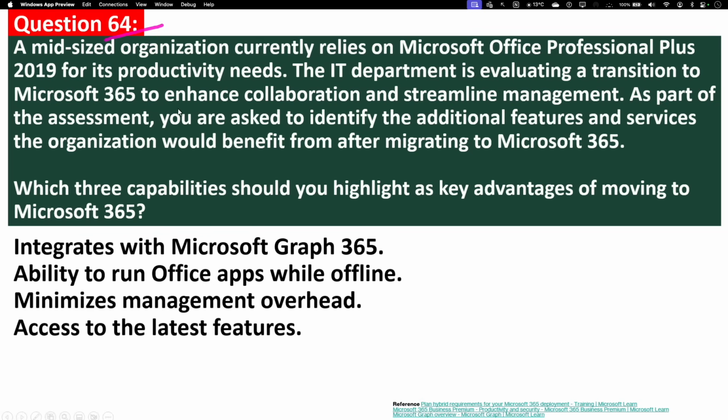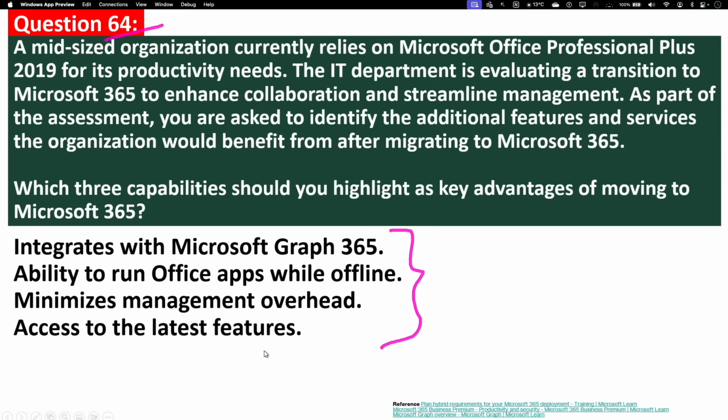Question number 64. A mid sized organization currently relies on Microsoft Office Professional Plus 2019 for its productivity needs. The IT department is evaluating a transition to Microsoft 365 to enhance collaboration and streamline management. As part of the assessment, you are asked to identify the additional features and services the organization would benefit from after migrating to Microsoft 365. Which three capabilities should you highlight as key advantages of moving to Microsoft 365? Once again, we are looking at three correct answers to get full mark on this question.